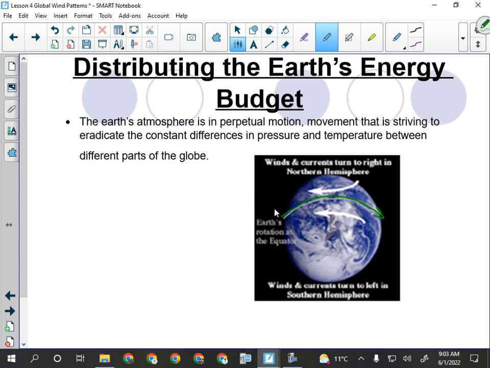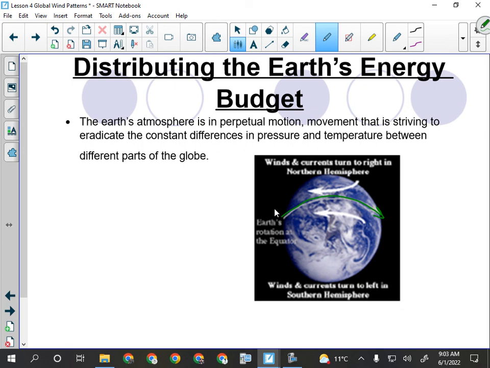If air is trying to move from, let's say, the equator to the poles, or from the poles towards the equator, it gets deflected. It's trying to move straight, but the Earth is rotating underneath it. That makes it seem like it's going a different direction. That's the Coriolis effect. We'll talk about that in a minute. Everybody all right with that? That's the way the Earth rotates.